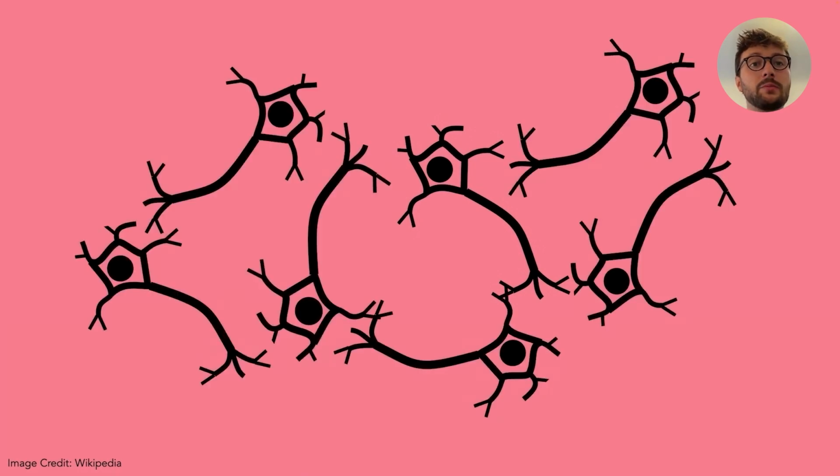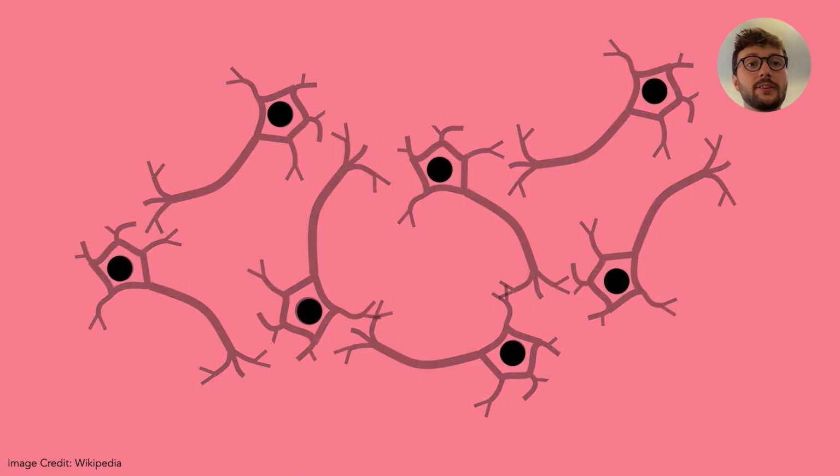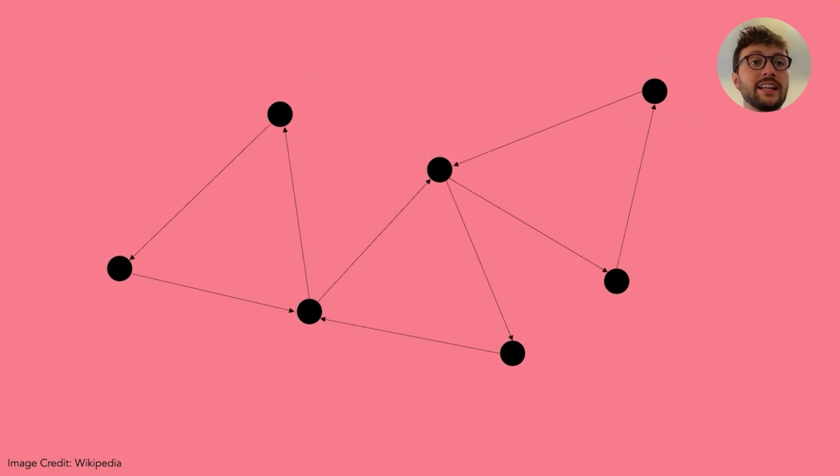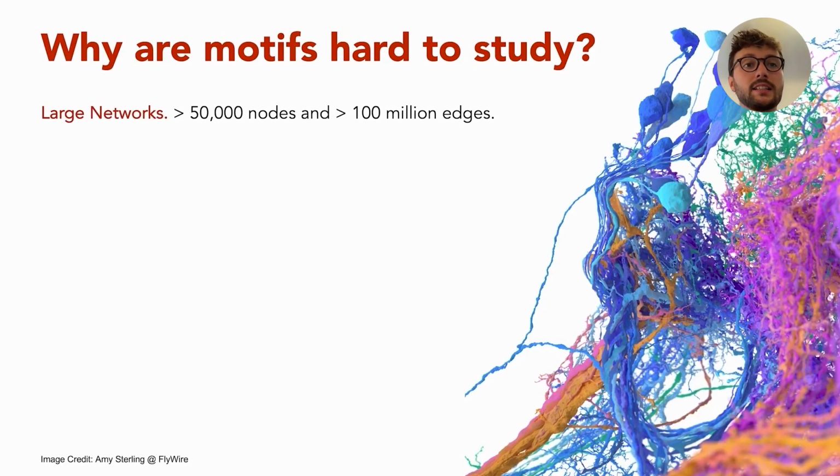Brain networks can be interpreted as directed graphs, where nodes are neurons and edges are the connections between neurons, so-called synapses. Motifs are small repeating subgraphs that can be seen as building blocks of computation in the brain. For example, new research shows that specific motifs in the brain of a fruit fly mediate responses to temperature. But finding and analyzing these motifs is inherently complex.